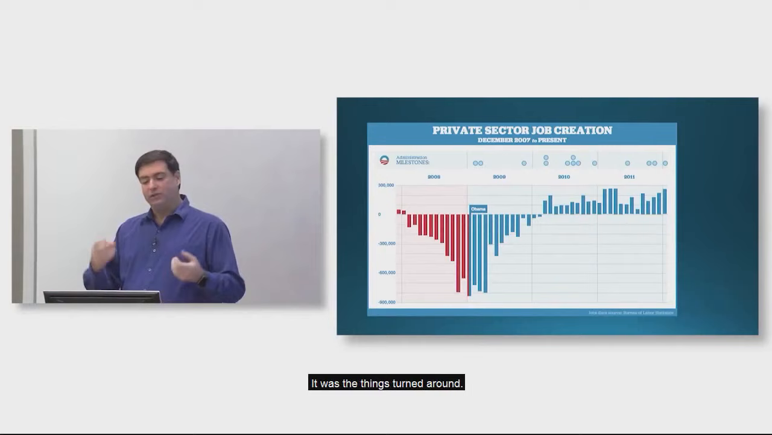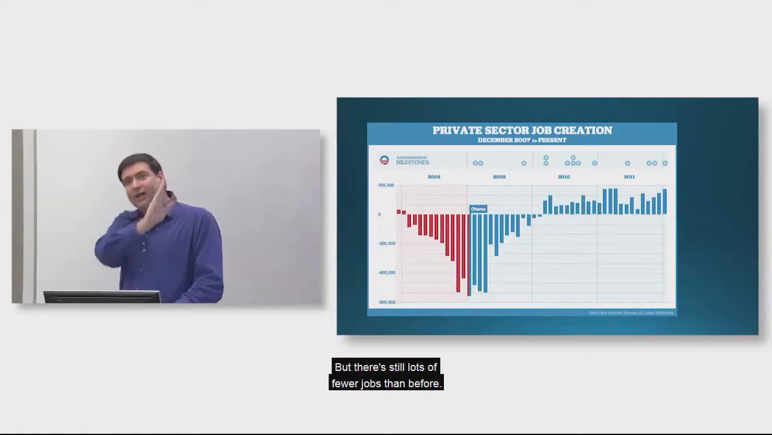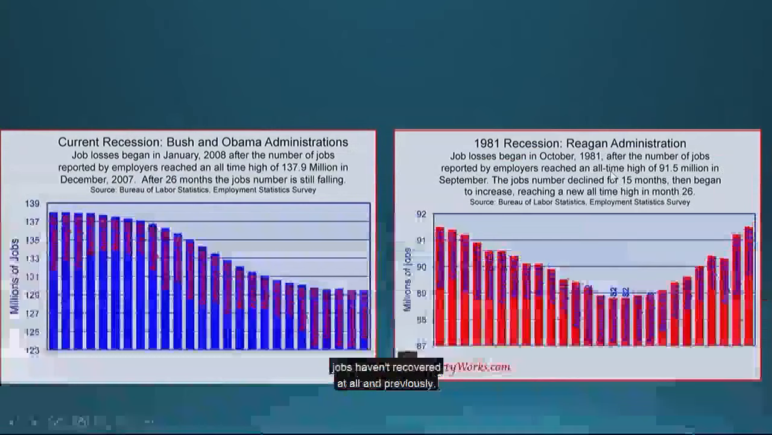It was that things turned around, but there were still lots fewer jobs than before. So there was a response to that where they show this in a different way. They showed, oh, wow, look, jobs haven't recovered at all. And previously, they recovered in the same period of time. Another way of looking at the same data that shows a very different point of view.